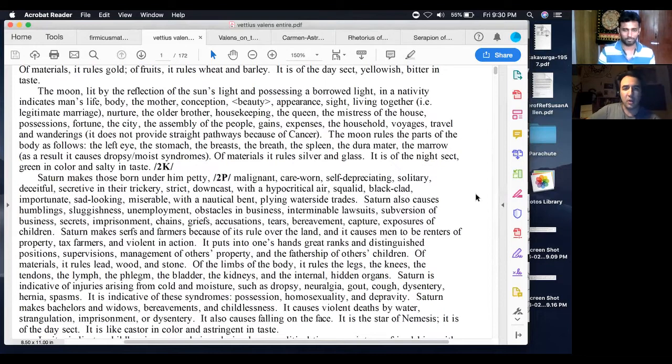So the sun and moon in many ways are very interchangeable in Hellenistic, and we'll see that in certain techniques like I mentioned earlier. But already we see that in a nativity the moon indicates man's life, the body. Right there, it's one of the first things. So it's more bodily than the sun.